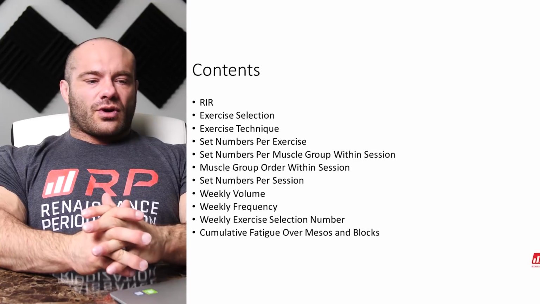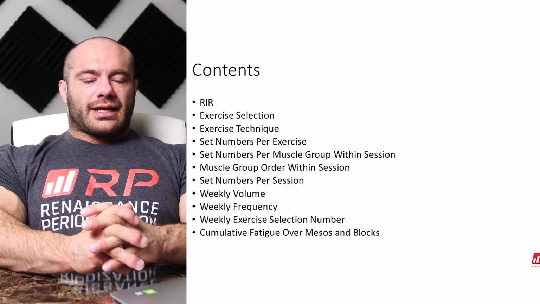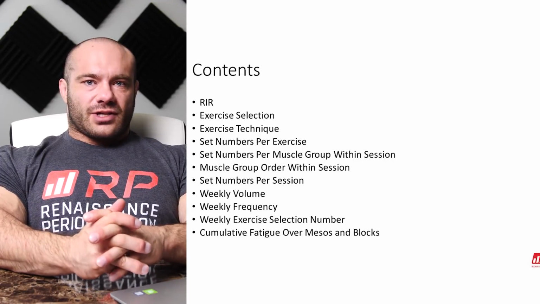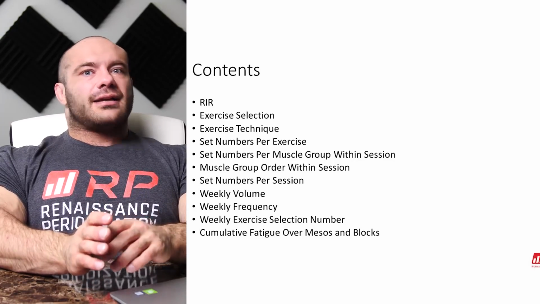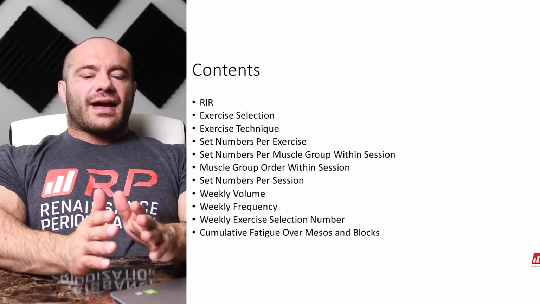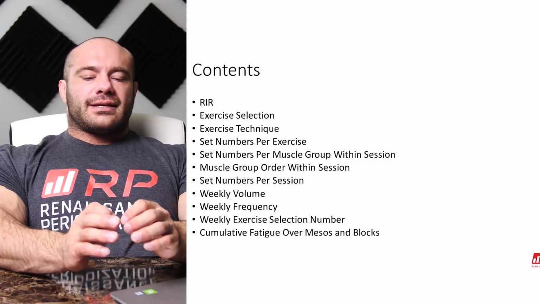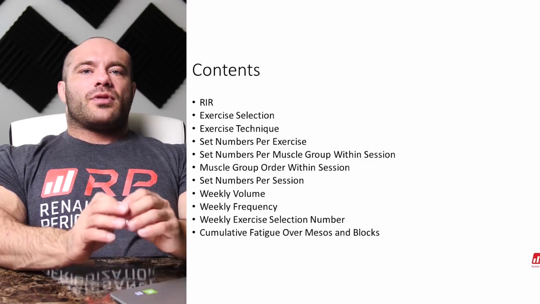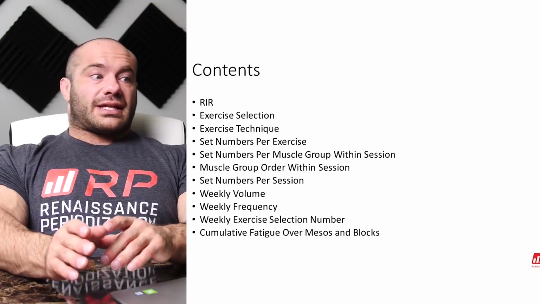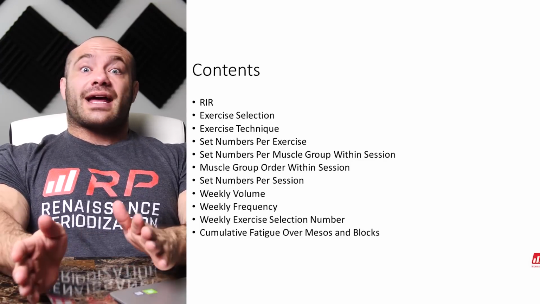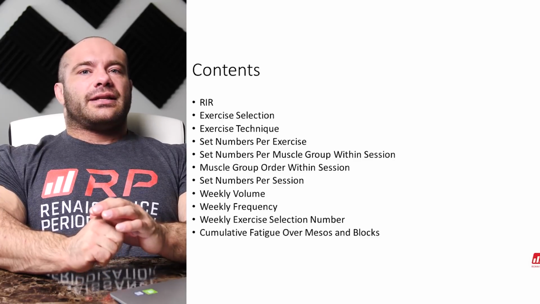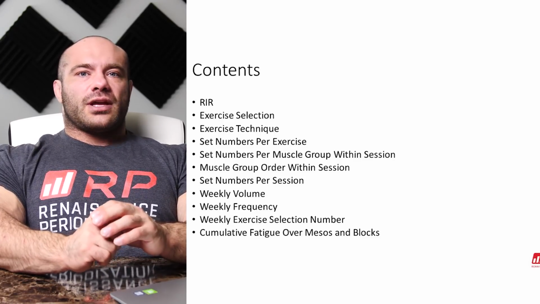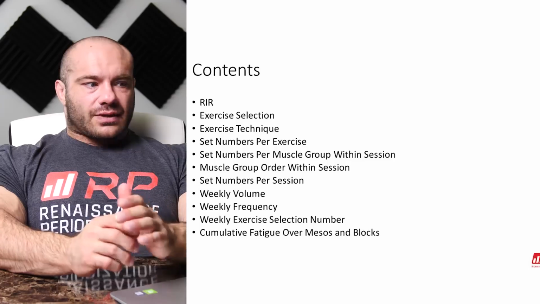But basically what we're going to do is look at how the stimulus to fatigue ratio, which we've already defined in an earlier video and really explored how to calculate it and what it means. We're going to find out this time how it intersects and interplays with a bunch of other programming variables. Like, for example, reps in reserve. You could ask a question: how many reps in reserve per set leads to the best stimulus to fatigue ratio? That's a question we can ask, and today we'll answer it.